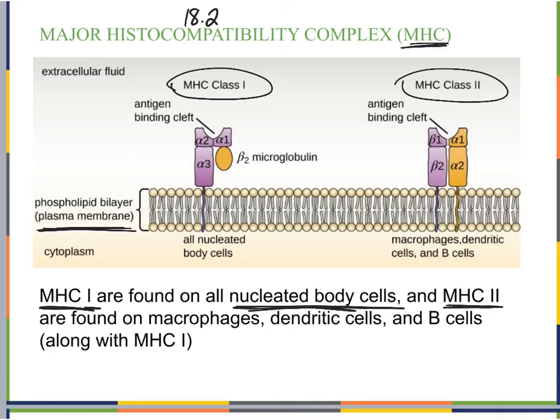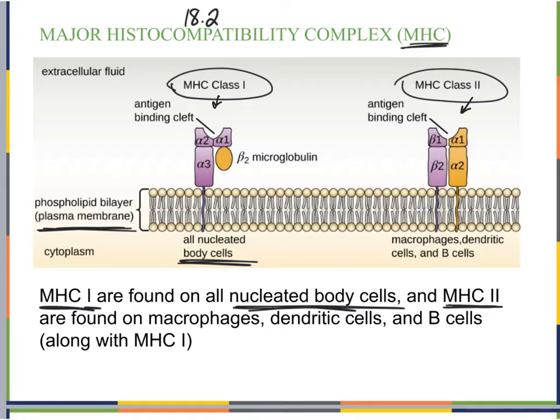So MHC class 1 we find in all nucleated body cells. This is something that our immune system cells will recognize as self, but it also serves another purpose, and we'll talk about that in just a moment. Our MHC class 2 over here, you can tell that they look a little different. That's why they are different. The MHC class 1 has some different pieces here. You don't need to know the alpha 1, 2, 3, etc. pieces. Just note that the MHC class 1 is different than the MHC class 2.